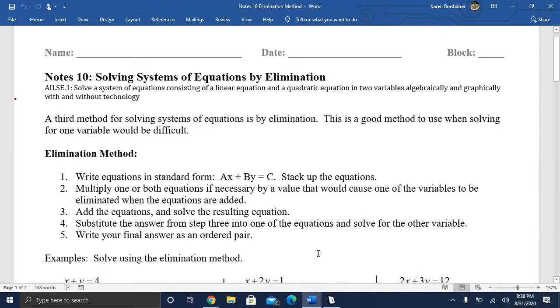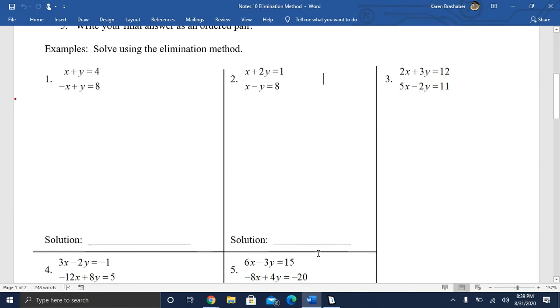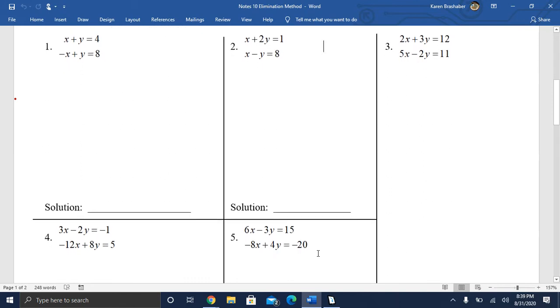Hello, students. Today we're going to work on the third method for solving systems of equations. Algebraically, this one's called elimination, and you might also think of it as stacking them up. So we're going to stack up the two equations and try to eliminate one variable when we add the two equations together. So our first problem, we have x plus y equals 4 and negative x plus y equals 8.